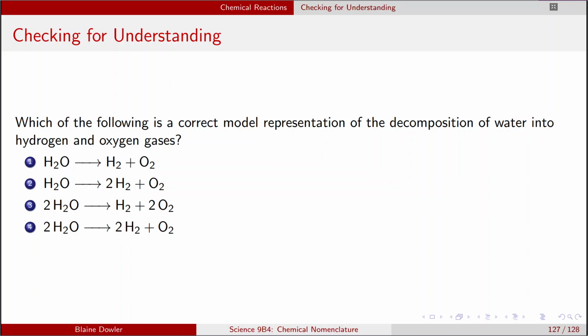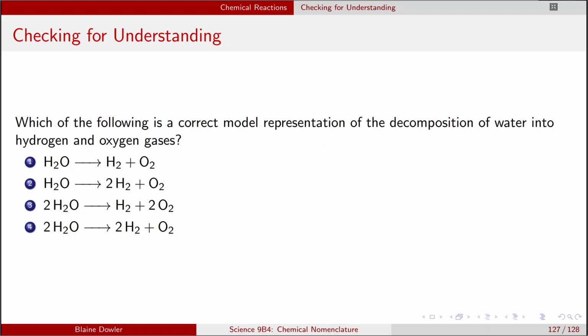Which of the following is a correct model representation of the decomposition of water into hydrogen and oxygen gases? So we have H2O producing H2 plus O2. So H2O produces 2H2 plus O2. 2H2O produces H2 plus 2O2, or 2H2O produces 2H2 plus O2. All 4 of these have water becoming hydrogen and oxygen. They've got the right molecules. This comes down to balancing.